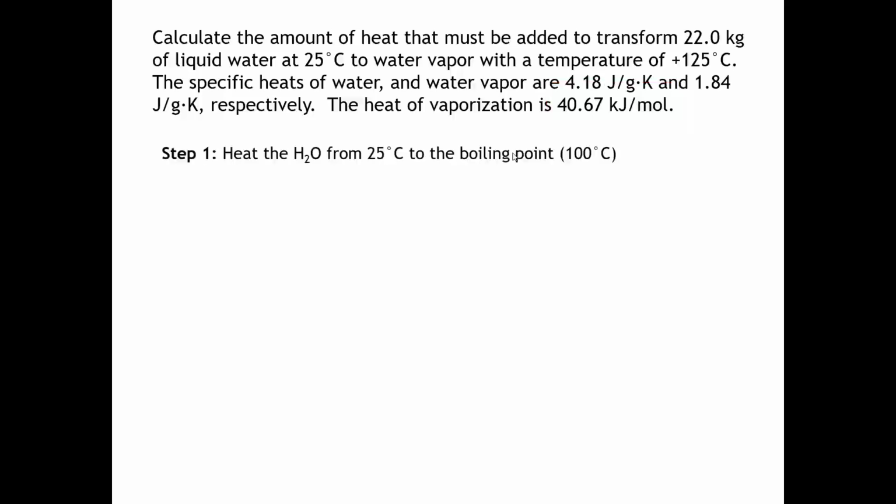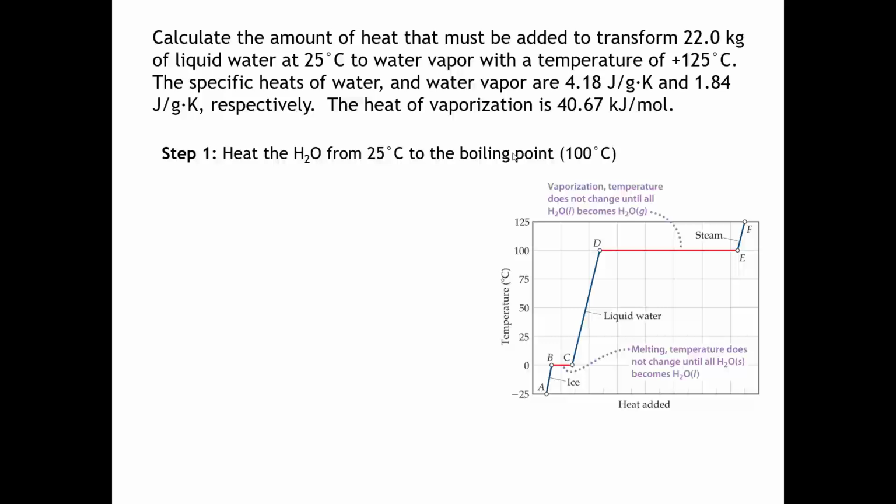Okay, in step 1, we want to heat the water from room temperature, 25 degrees C, up to the boiling point. On our heating curve, that would correspond to going from this point up to point D. Okay, so I told you on the last slide, we are just going to use the specific heat equation from chapter 5. And it's just simply a matter now of plugging in the variables. We do need to calculate the mass before we can go any further in grams, because the units of specific heat require it to be in grams.